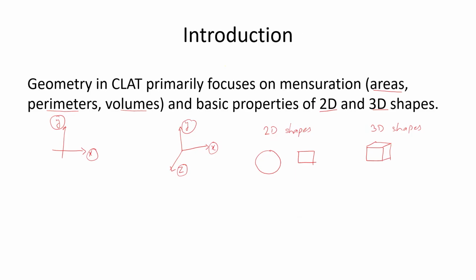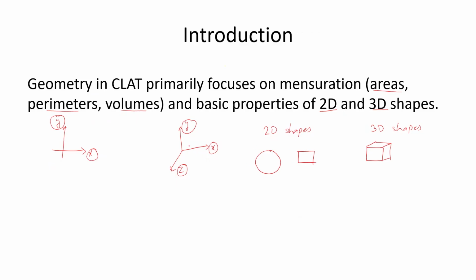As the name suggests, the topic name is geometry. Geometry in your CLAT exam primarily focuses on mensuration. Mensuration means calculating areas, perimeters, and when it comes to 3D shapes, volumes, and basic properties of 2D and 3D shapes. What are 2D shapes? Which you can draw on paper, like a circle or a square.